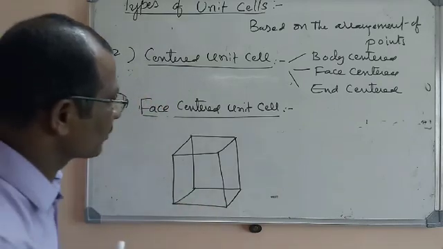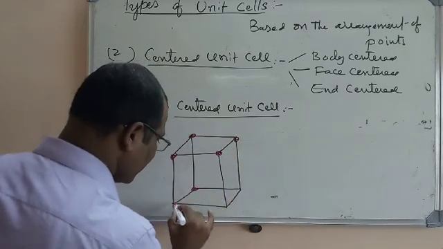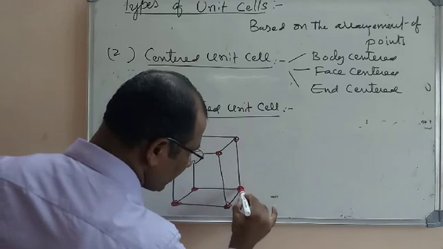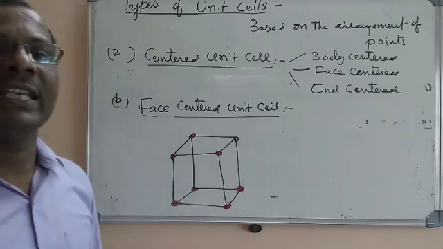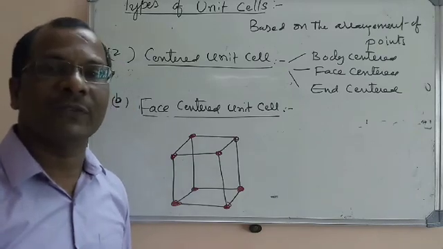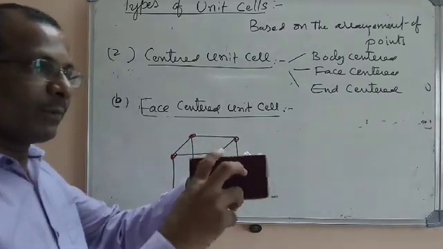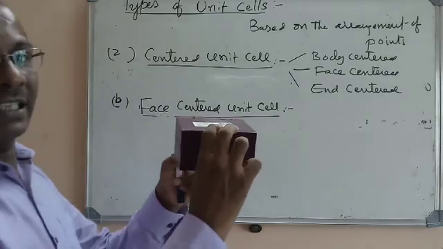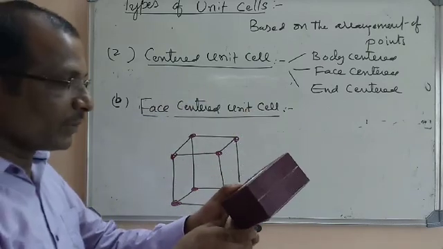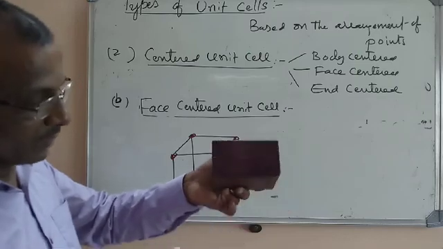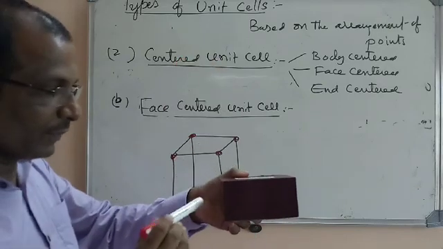So what is meant by face center? To understand that, I am keeping 8 points at the 8 corners. Each corner will be occupied by 1 point. Now we keep a point at the center of each of the faces. If you take any unit cell, we will have 6 faces. This is one face, and opposite to this one is the second, third, fourth, fifth, sixth. So we have 6 faces here.